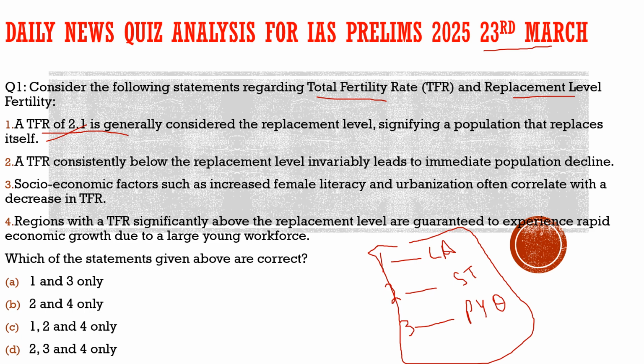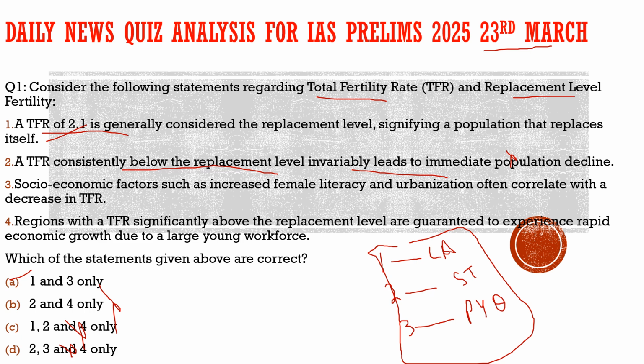Second statement, it says a total fertility rate consistently below the replacement level invariably leads to immediate population decline. No, it does not lead to immediate population decline. That we have to understand. So the second statement is incorrect. When we understand that the second statement is incorrect, we can eliminate option B here. We can eliminate option C and option D. So we are left with option 1 only, that is 1 and 3 only. So we got our answer.